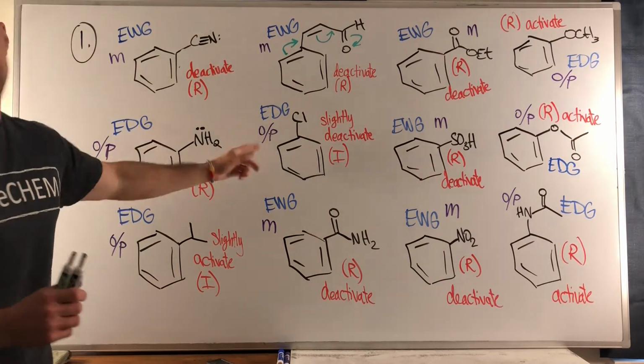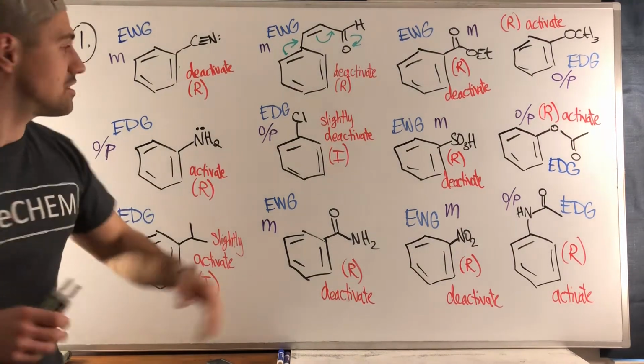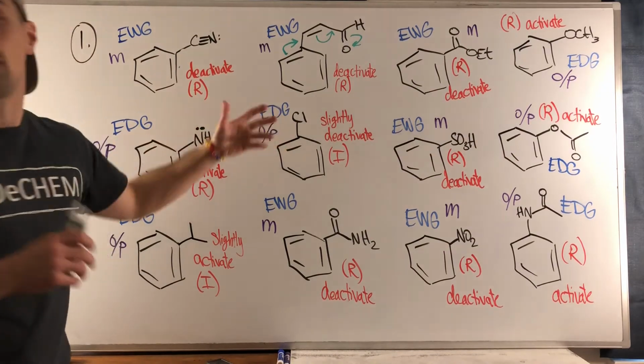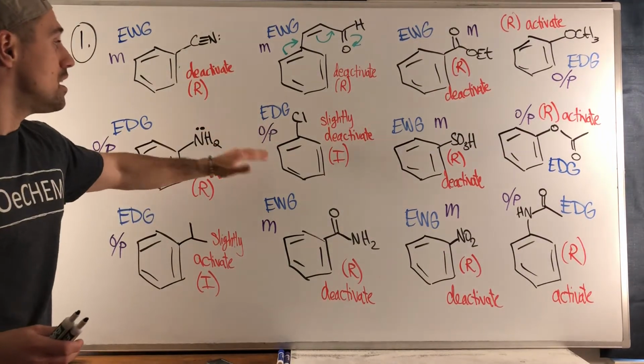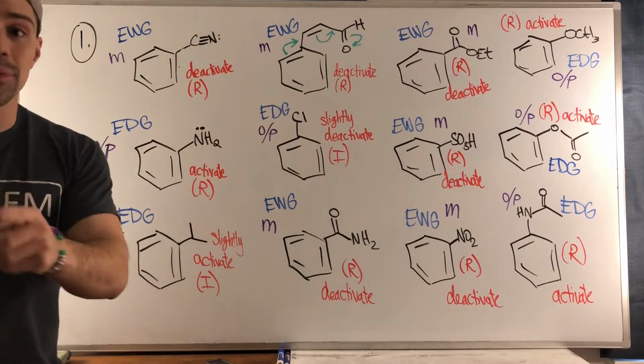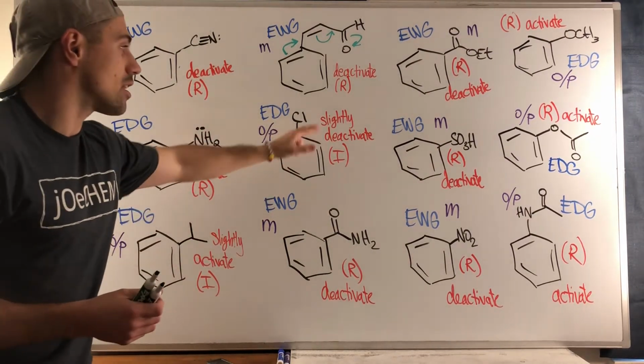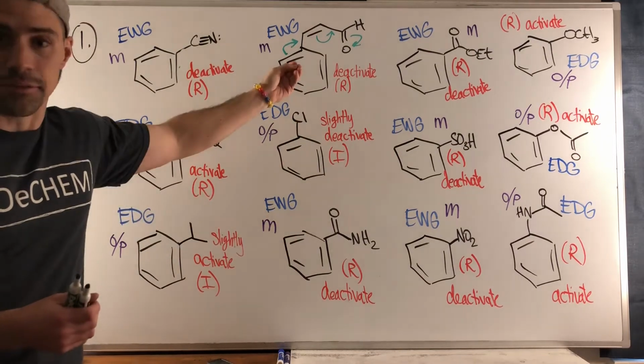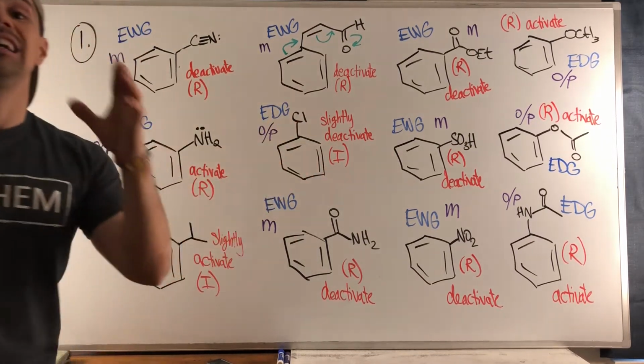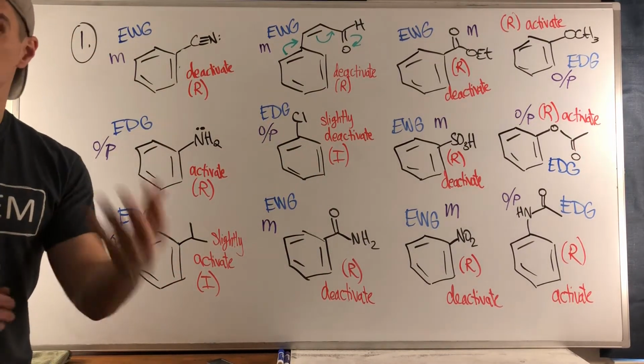Okay, right here. So remember, another one of our inductive cases. We know chlorine and all halogens are electron donating groups. They direct ortho-para. However, because they're so electronegative and because they hate sharing electrons, they suck electrons out of the benzene ring. They slightly deactivate via induction. So your ring becomes slightly less reactive.